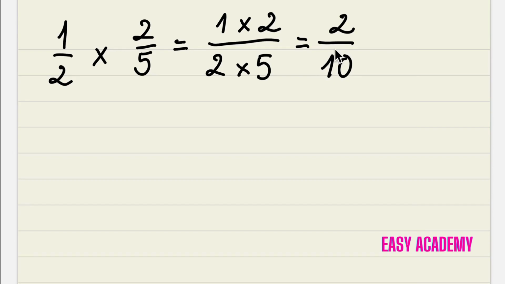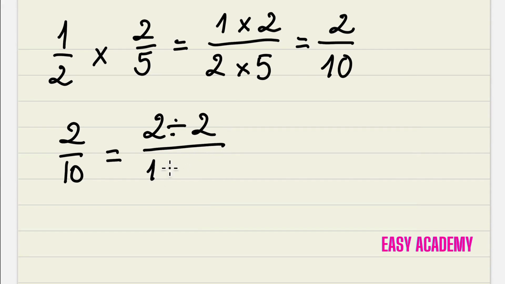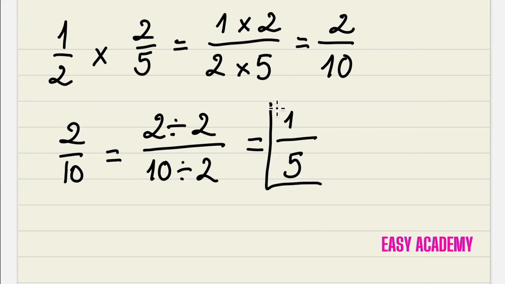Step 3 is to simplify the fraction. So 2 over 10 is not the simplest form of the answer. So I'm going to divide the top number by 2 and the bottom number by 2. So 2 divided by 2 is 1. 10 divided by 2 is 5. So 1 over 5 is our final answer.